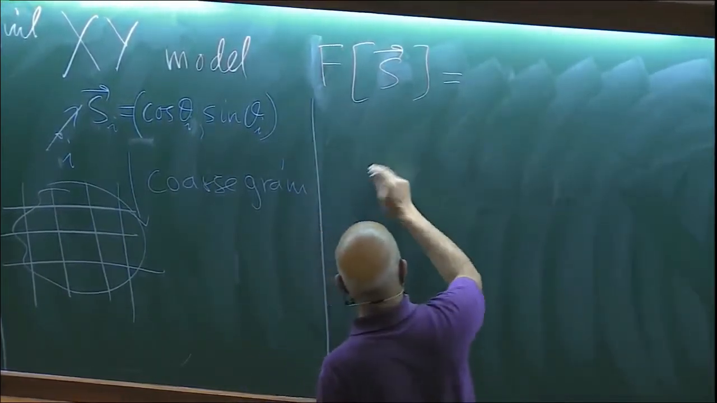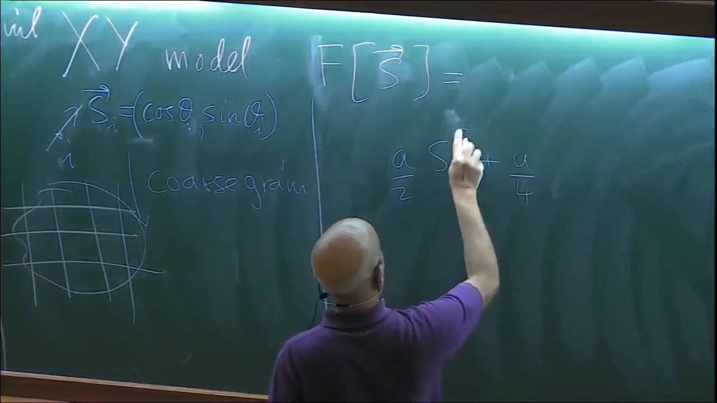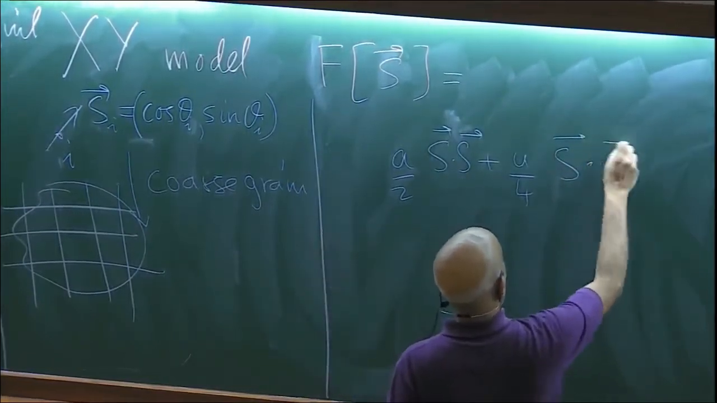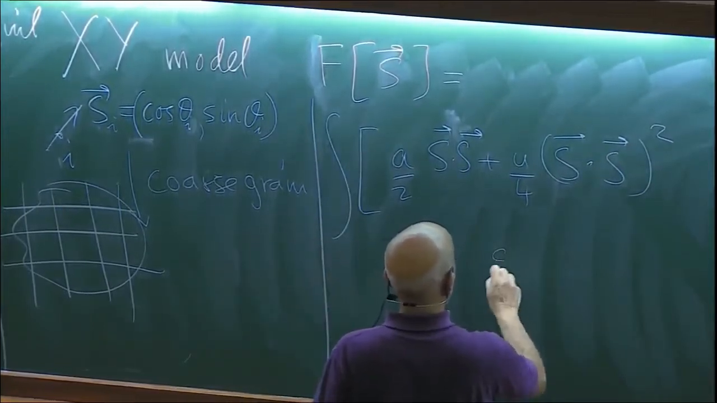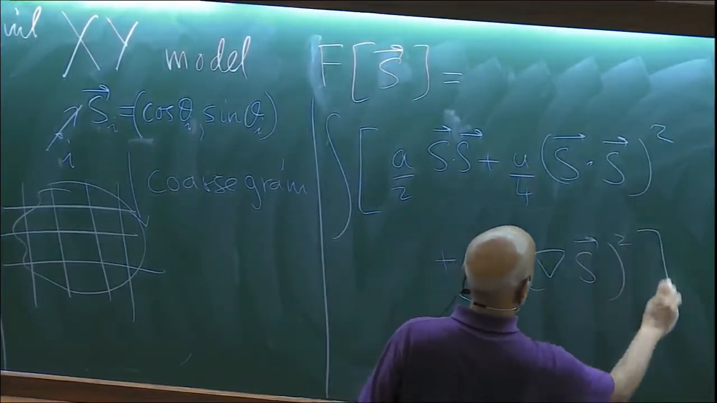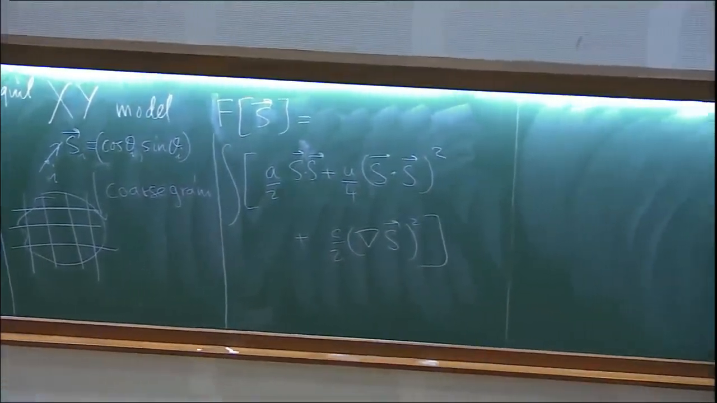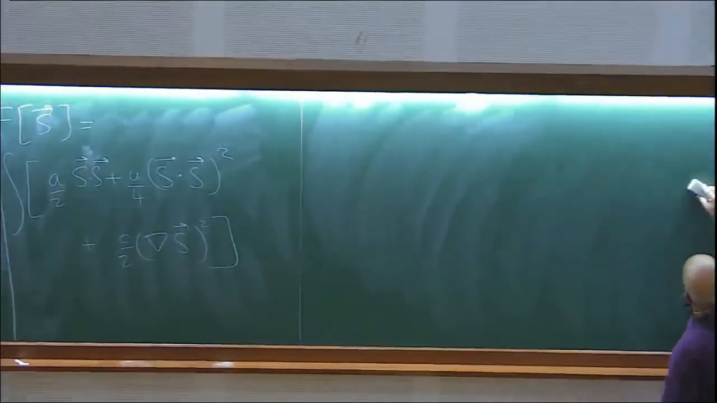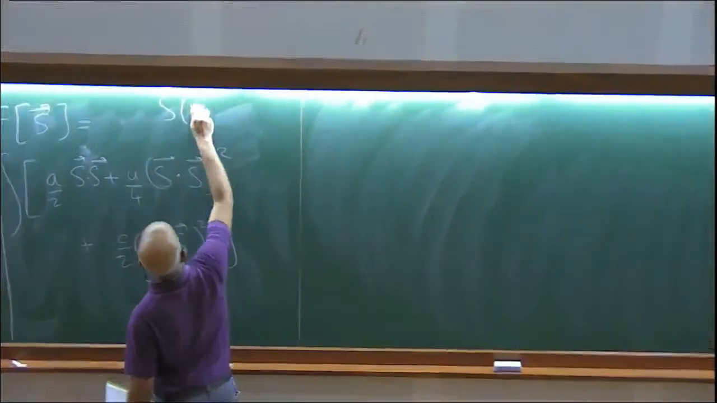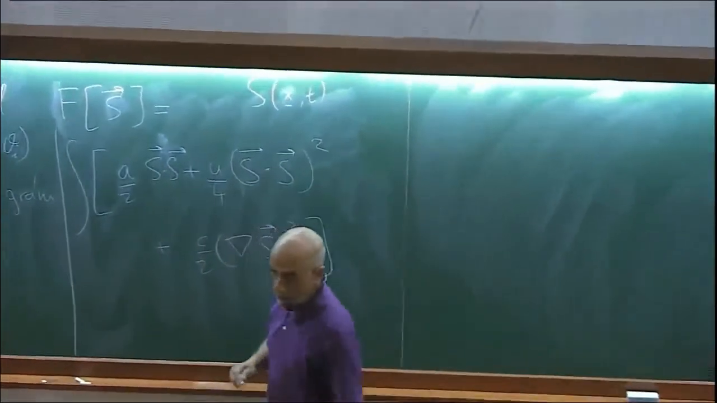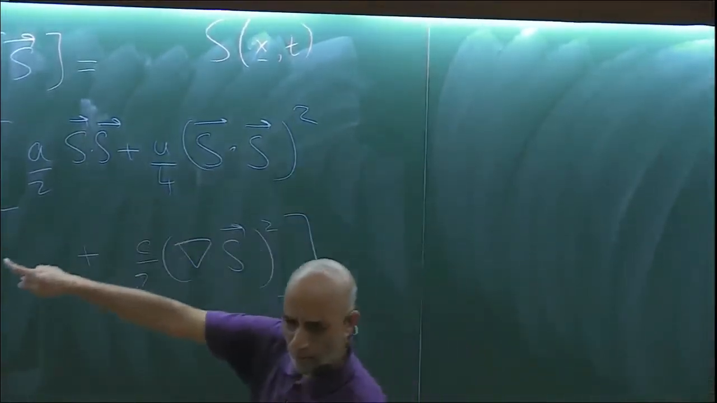I'm unfortunately deviating from my notes. Yeah, because it's lost the subscript I. This is now S of position R, position X, let's say. I didn't tell you how this is related to the microscopic one. So I just built it.